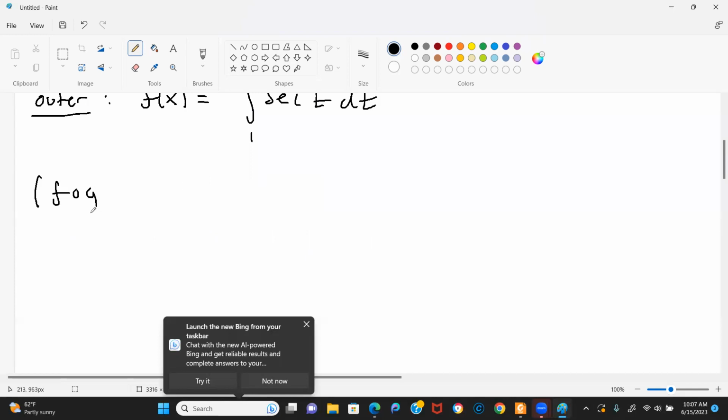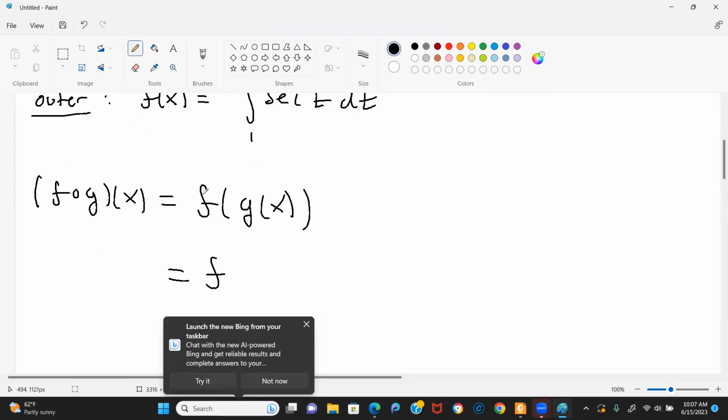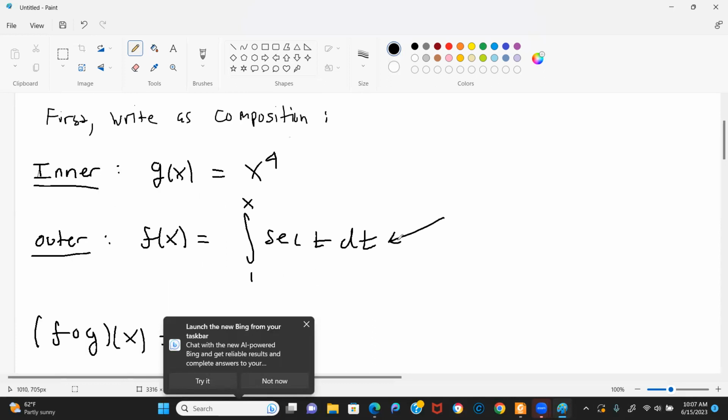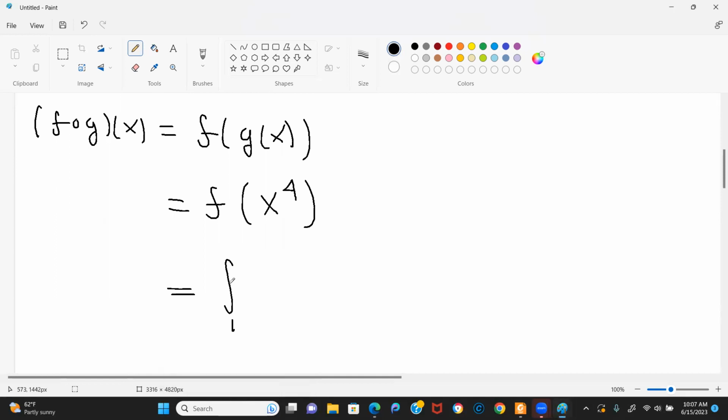All right, let's compute the composition to verify that we have the right functions. By definition, this is f of g of x, and g of x is x to the 4th. Now in order to evaluate f of x to the 4th, I need to go to the formula for f of x and wherever I see an x, replace it by x to the 4th. That's the only x in the formula, so I replace that by x to the 4th. All right, so this is the right composition.